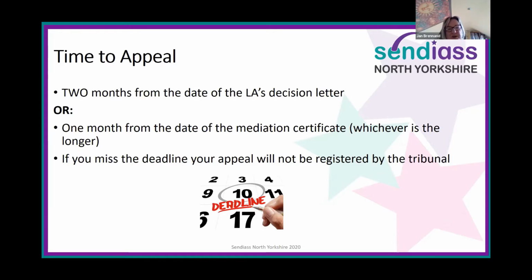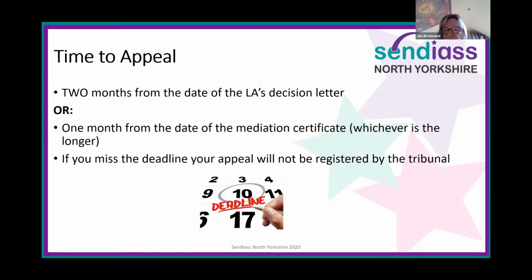So you've got 2 months, or put in other words, 60 days, or 1 month from the date of the mediation certificate, whichever is the longer. And I'm going to explain that a little bit more when we get to the mediation slide. If you miss the deadline for your appeal, it will not be registered by the tribunal unless there are exceptional circumstances.